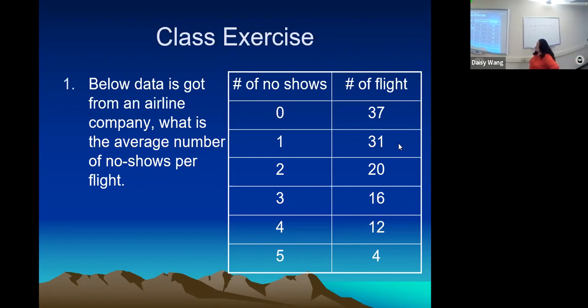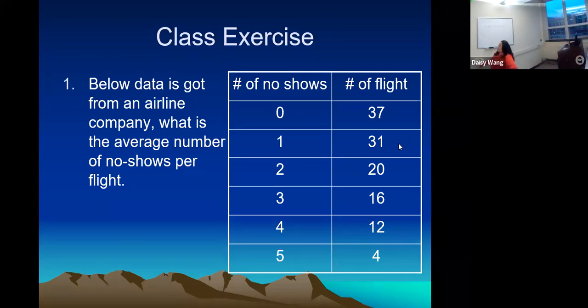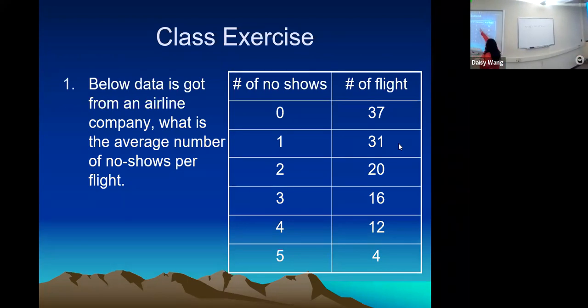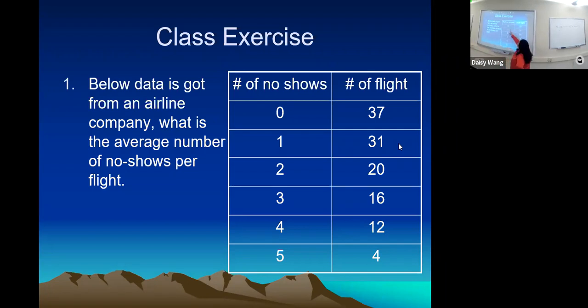Okay. Average, we'll talk about how to calculate group average later on. So this one you don't have to worry about it. But we can still calculate it. So we can do 37 times 0, 31 times 1, 20 times 2, 16 times 3, 12 times 4, 4 times 5, divided by 120, because we have a total of 120. That will be the average no-show.